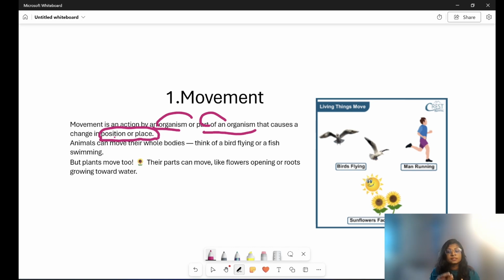Animals can move their whole bodies from place to place, like a bird flying and a fish swimming. That's about animals moving. In the case of plants, it's different. Their parts can move, like flowers opening, roots growing towards the soil and leaves turning towards the sunlight. So even though they stay in one spot, parts of them are always on the move. That's about plants. So we'll move to the next characteristic.